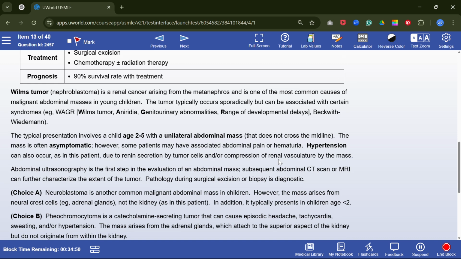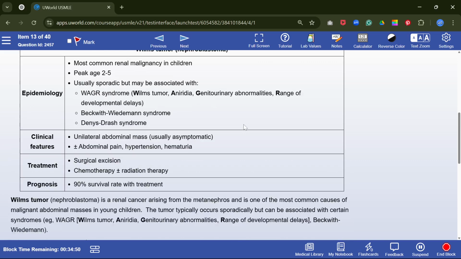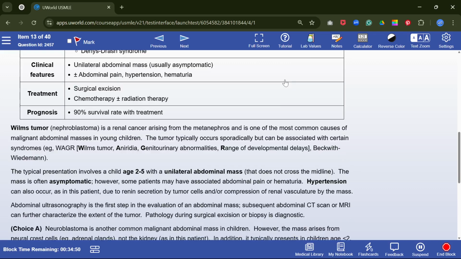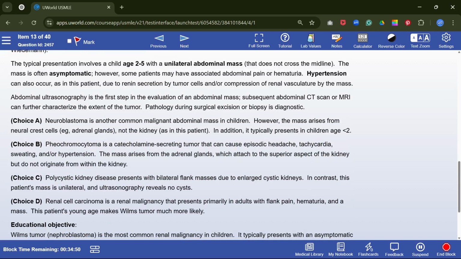If you think about the adrenal gland, neuroblastoma happens in the adrenal gland too. It is a tumor of the child. Okay, look at the neuroblastoma first. Neuroblastoma can come with a malignant abdominal mass in children. However, the mass arises in neural crest cells, like the adrenal gland, not the kidney as in this patient. In addition, it typically presents in children age less than 2.